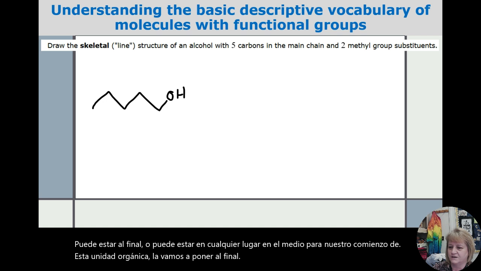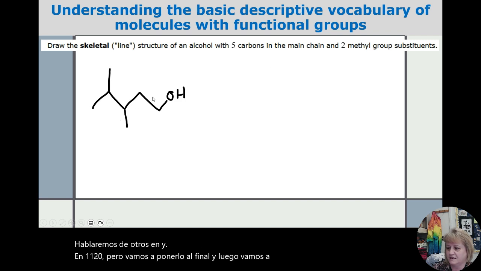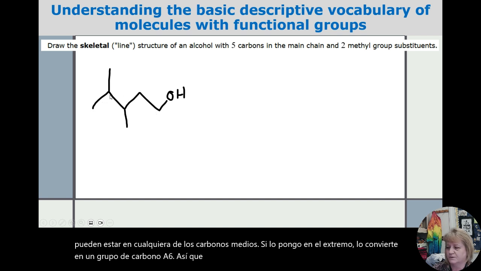We'll talk about others later, but we're going to put it on the end, and then we're going to put 2 methyl groups. Now they can be on any of the middle carbons. If I put it on the end, it makes it a 6 carbon group, or 7 carbon group. So we want to make sure we put them on one of these 3 in the middle.